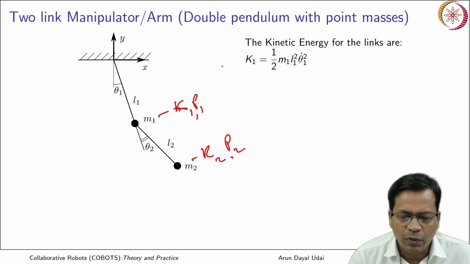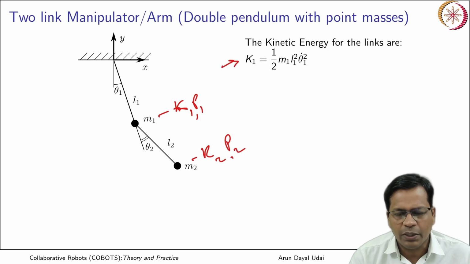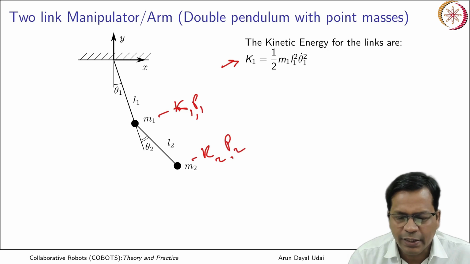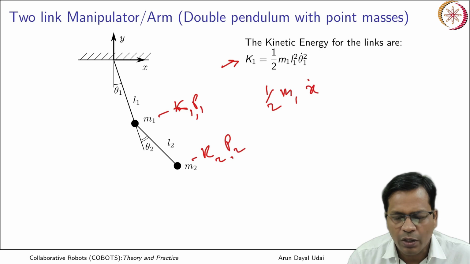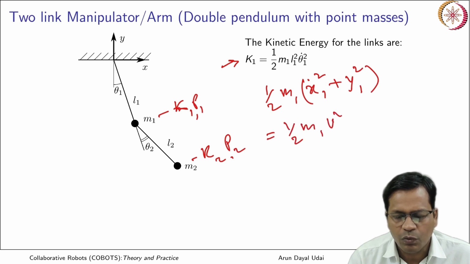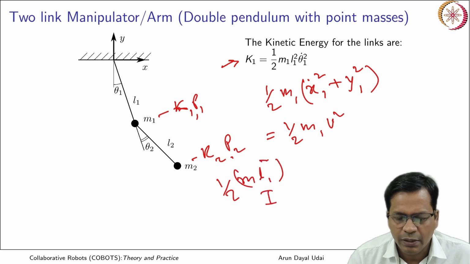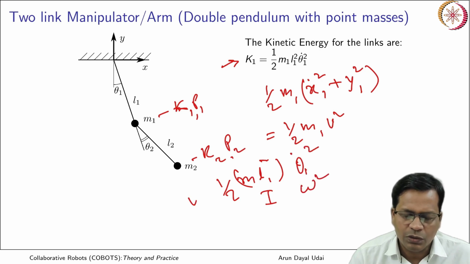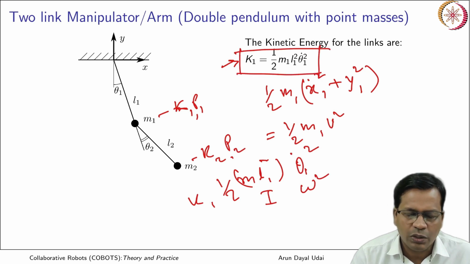Okay. So kinetic energy 1, as we have done earlier for the one link manipulator, we'll do it exactly in the same way. We can directly obtain using 1 by 2 m1 (x1 dot square plus y1 dot square). That should give me 1 by 2 m1 v square, or alternately 1 by 2 m1 l1 square, that is I, and similarly theta dot square, that is omega square, theta 1 dot square. So using that I obtained my kinetic energy for the bob 1.